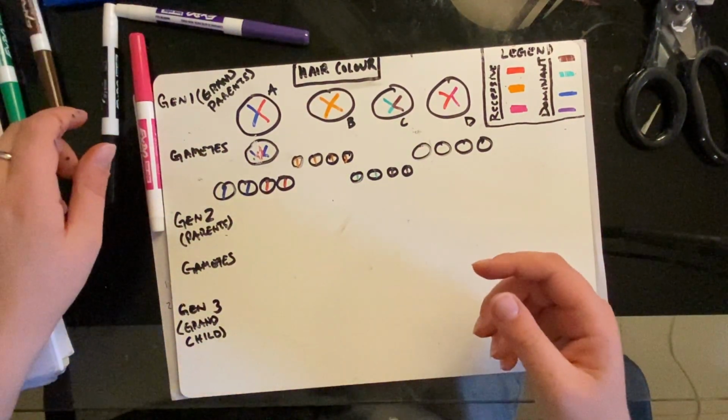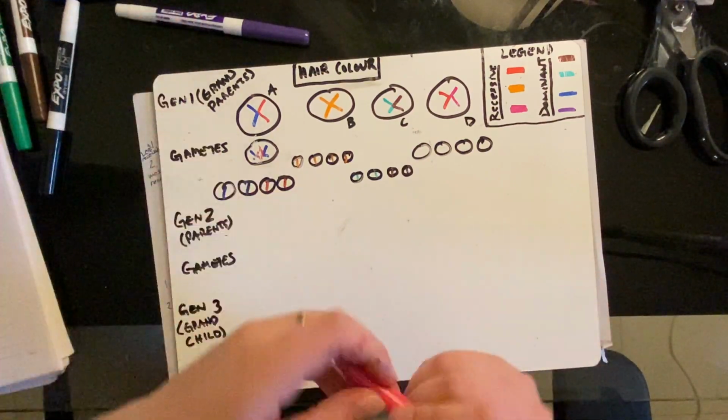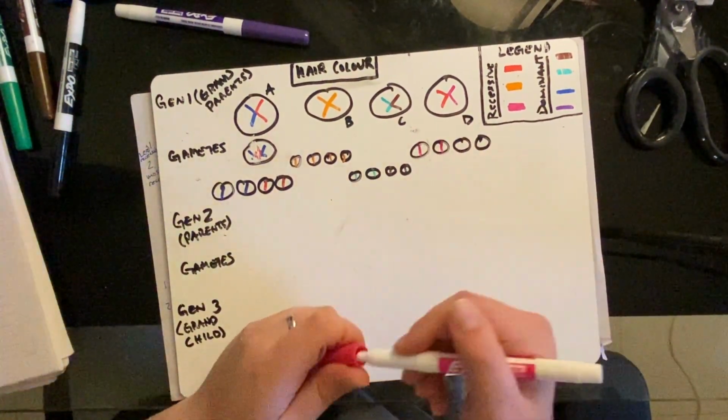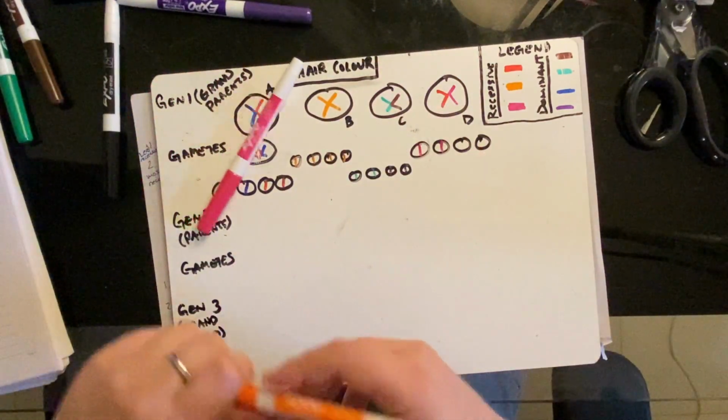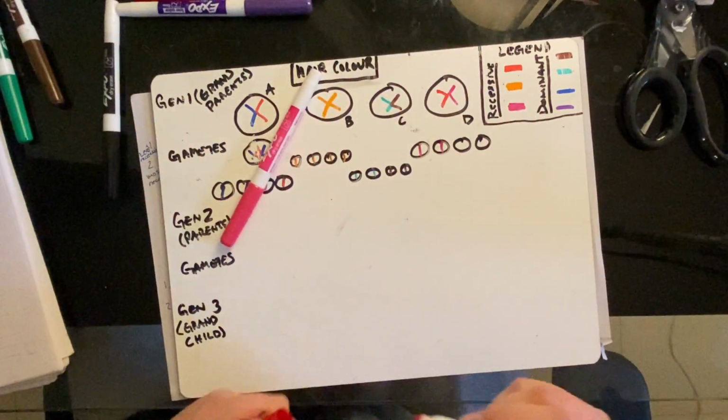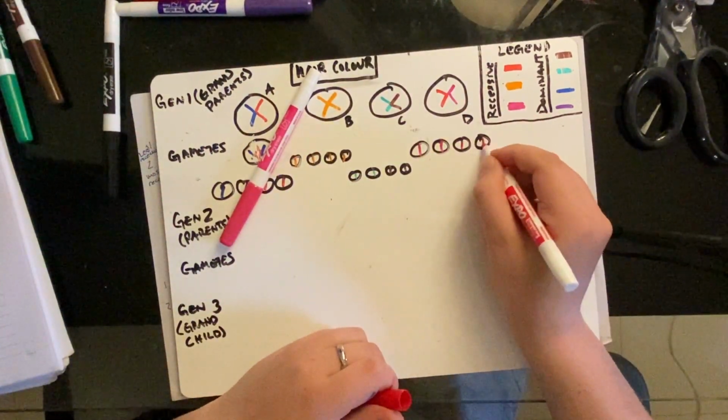And what did I say? Pink and red. So 2 are going to be pink, and that's not red. I'm tired. And 2 are going to be red.